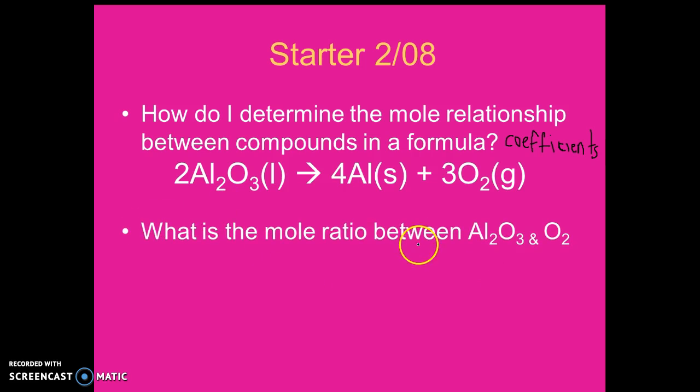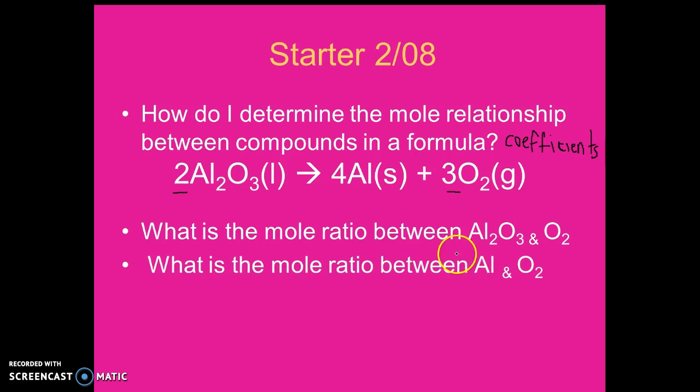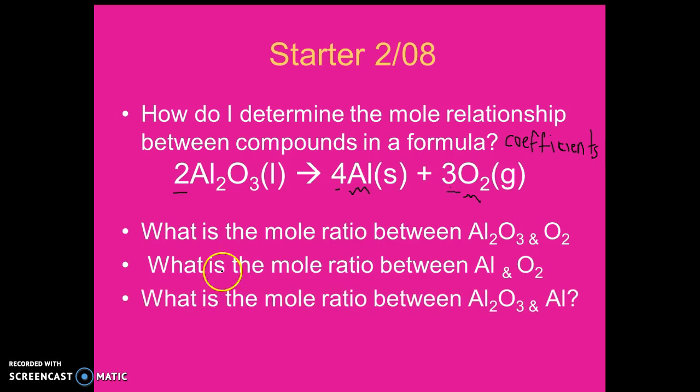So what is the mole ratio between aluminum oxide and oxygen? 2 to 3. What is the mole relationship between aluminum and oxygen? Again, it's a 4 to 3. What is the mole relationship between aluminum oxide and aluminum? It will be a 2 to 4 ratio or relationship.